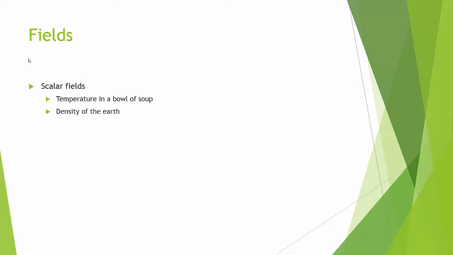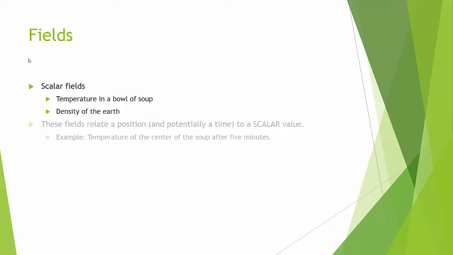So scalar fields are things like temperature in a bowl of soup. This is the example that the book really likes to use. Or even the density of the Earth. What these fields do is relate a position, and depending on the problem and the physical phenomena, a time, to a scalar value. So if I asked you what's the temperature of the center of a bowl of soup after 5 minutes of cooling down, knowing some initial conditions and boundary conditions, you would be able to set up an equation and solve for it, and your result would be a positive or negative number.